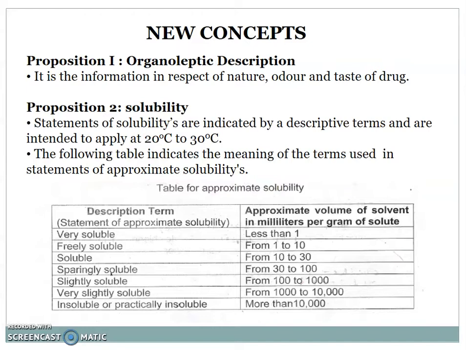New concept. Proposition first, organoleptic description that involves information related to its color, nature, odor and taste. Then proposition second, solubility. Solubility parameter indicated by descriptive term and that are only intended to apply at 20 to 30 degrees Celsius. The table is given for a descriptive term and its approximate solubility in solvent.